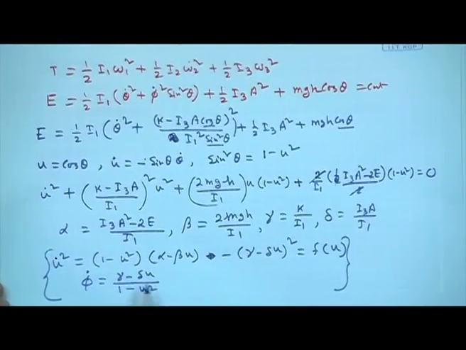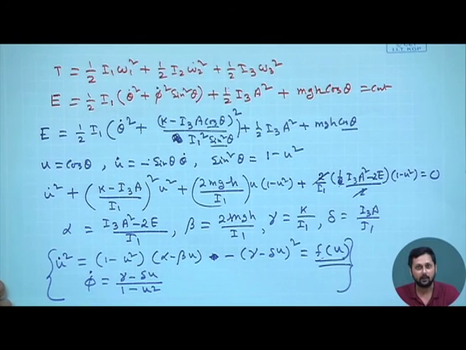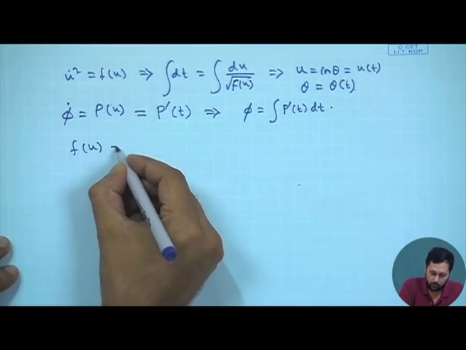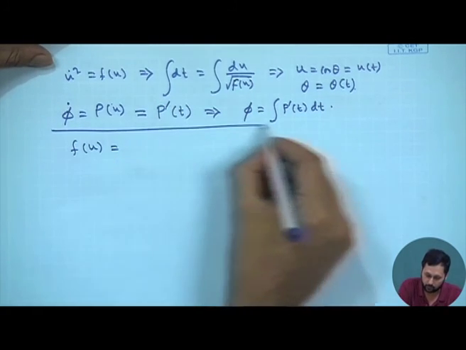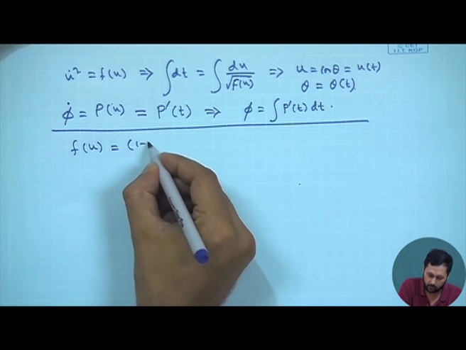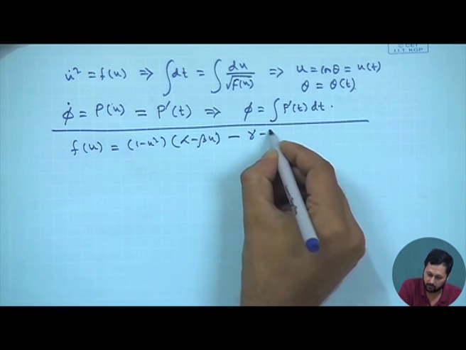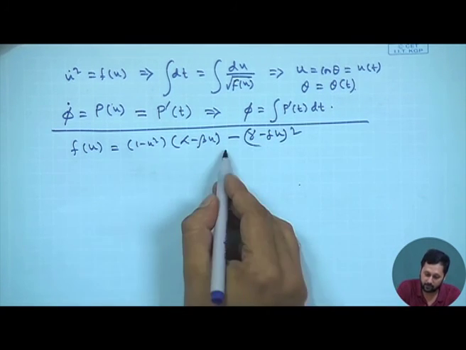For that, strictly speaking, we can just stick to these two equations. We try to examine the functional form of f of u quantitatively and we will gain that insight. So let us start along that line. Let us write the expression once more. f of u is equal to 1 minus u square times alpha minus beta u, minus gamma minus delta u whole square. So what is the leading term in this?